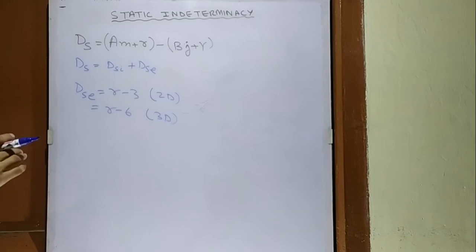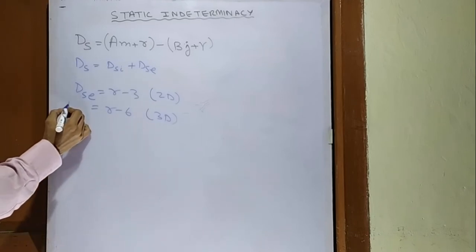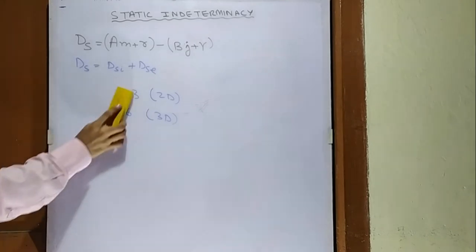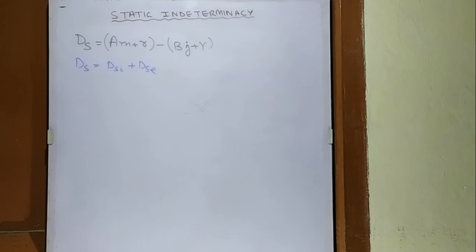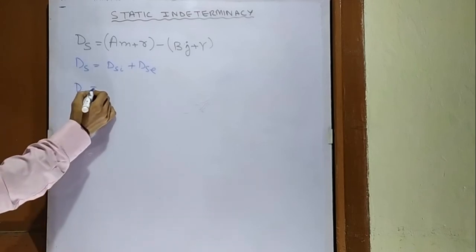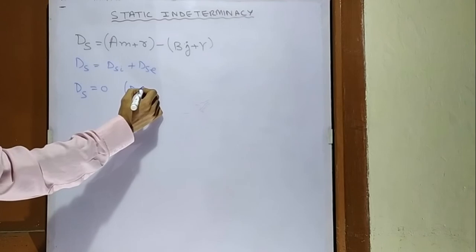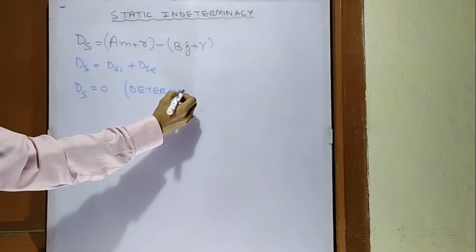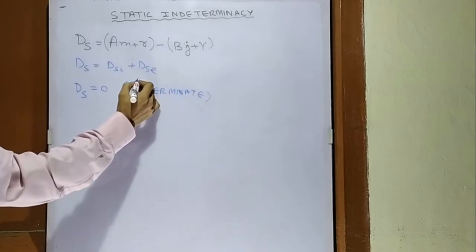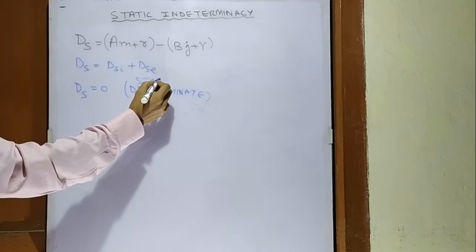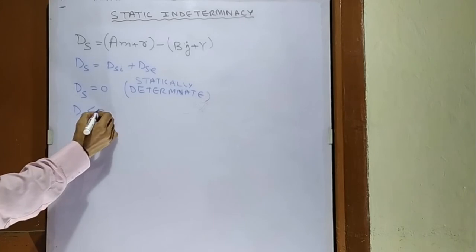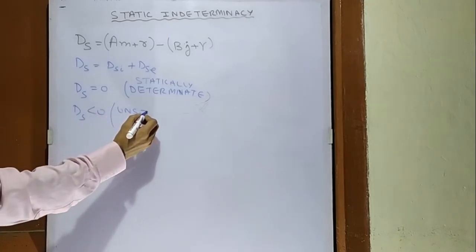Structure is unstable. This is for external indeterminacy. So we will write down a very simple thing for ds: if ds is equal to 0, the structure is statically determinate. If ds is less than 0, unstable.